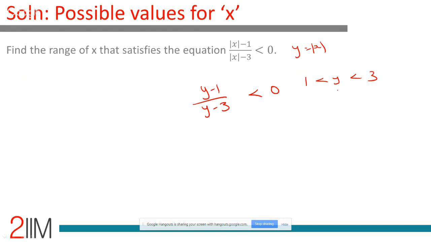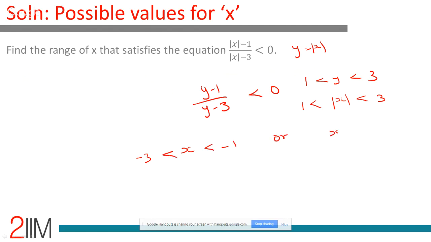Now let us come back and put this as mod x. 1 less than mod x less than 3. So x could lie between 1 and 3, or x lies between minus 3 and minus 1.